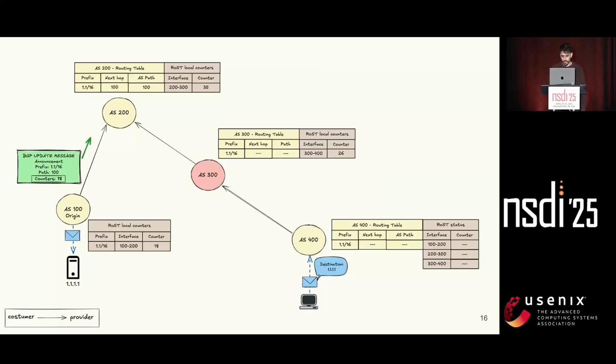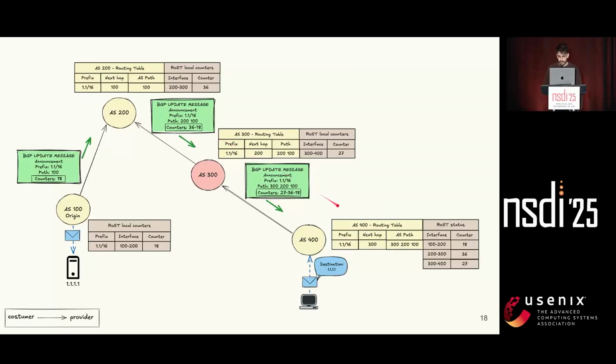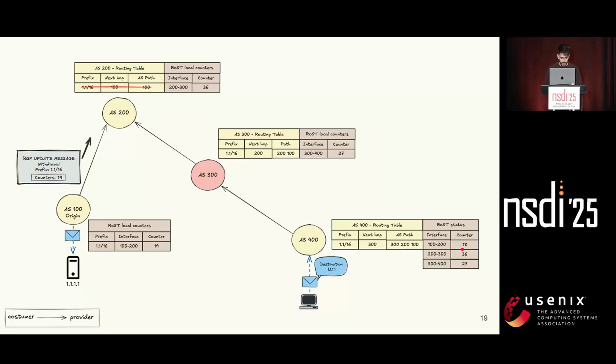and add it to the BGP announcement. AS200 will do the same thing. From 35 here, we'll increment the counter and add it to the announcement. AS300 does the same, and now AS400 has installed the route status and maps each interface with the specific counter. Let's say now that AS100 wants to stop receiving traffic from the route we just created.